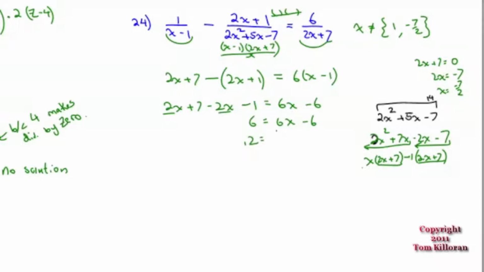So you get 12 equals 6x, therefore x is equal to 2. Is it a safe answer? Yes, because it is not in my little list up here. So we're perfectly fine saying x equals 2 is a fine solution to this equation.